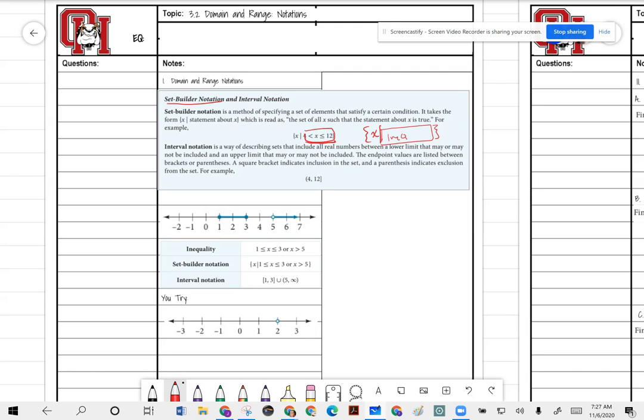So if you're talking about X, you make sure that the X is there. If you're talking about Y or any other variable, that's the variable that needs to go there.